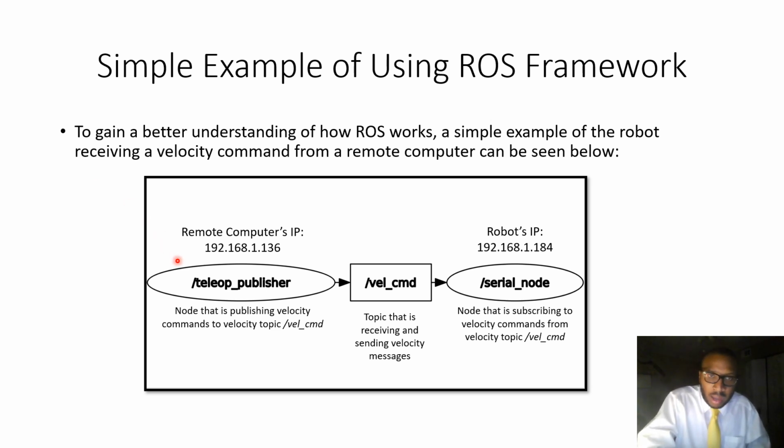We have this teleop publisher, which sends the velocity commands to a topic called cmd_vel, and this node called serial node is subscribed to this topic to receive velocity messages. Essentially, the teleop publisher sends velocity commands through this topic, and the topic publishes those messages to the serial node, which sends those velocity commands from the computer to my robot in real time. We can see right here that the robot and the remote computer are able to connect and talk with each other via their IP addresses.